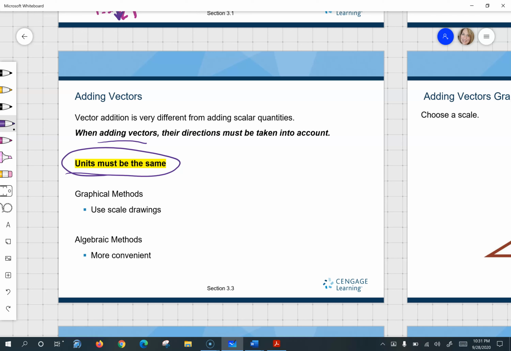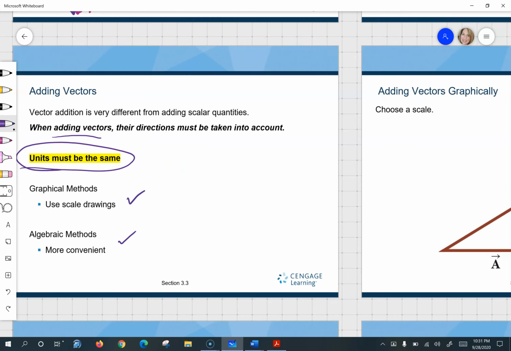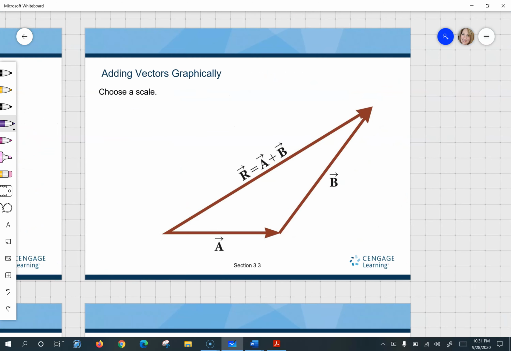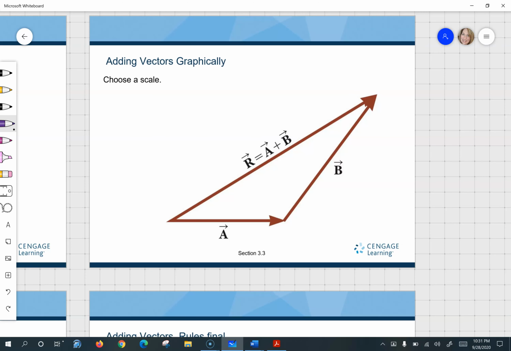Graphical methods. This is one way. I'm just going to show you how you do it. Typically, the only time you ever do that is when you're asked to do it, and the algebraic methods are more convenient. But if you were asked to add vectors graphically, you would use this head to tail method.